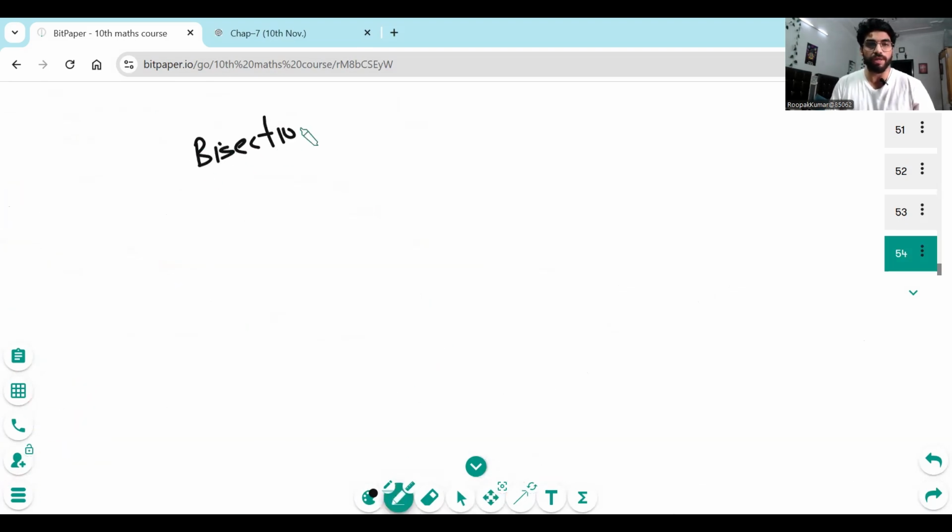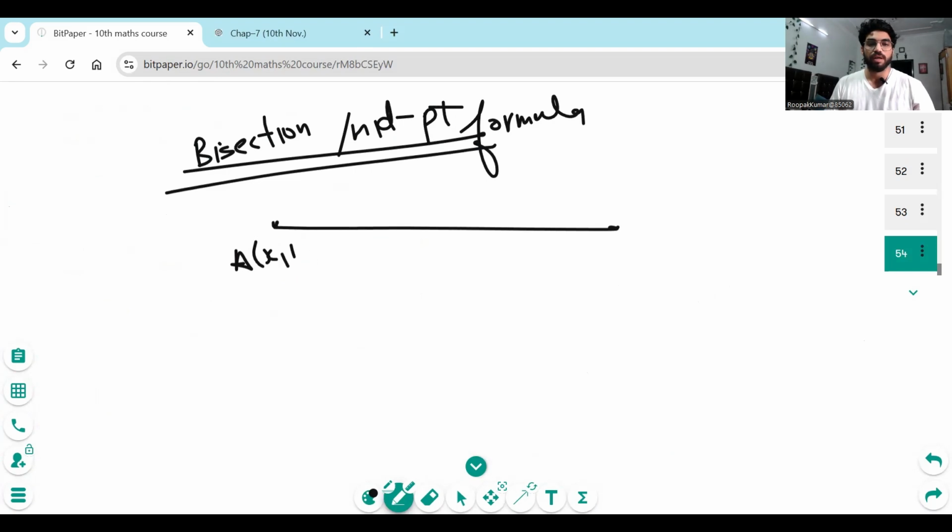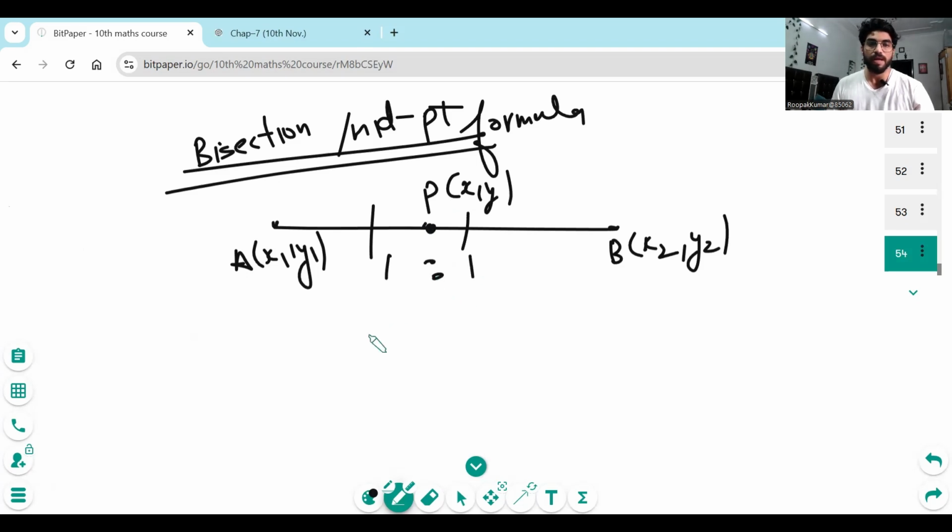Now, there's something called bisection. Bisection means midpoint. It's very important in this exercise. First of all, we'll do the midpoint formula. What happens, let's say the section is being divided in two equal parts. So this point will be the midpoint, right? So P will be the midpoint. X comma Y is the midpoint. This is 1:1 now.